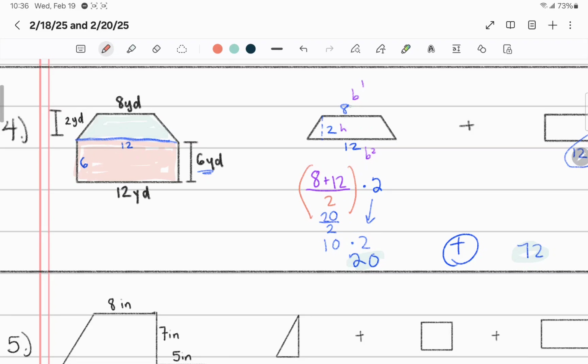Just remember the process. We do 8 plus 12 divided by 2, not because of this, that's the height. We always divide it by 2, and then we multiply it by the height, which is 2. So we always divide by 2 and then multiply it by the height. If the height was 8, we would have multiplied by 8.